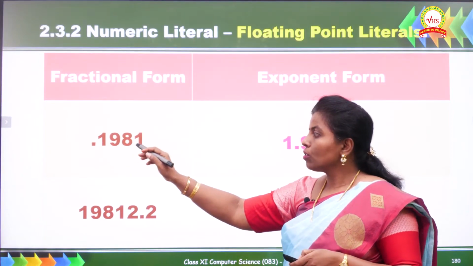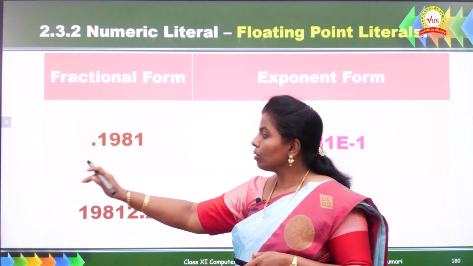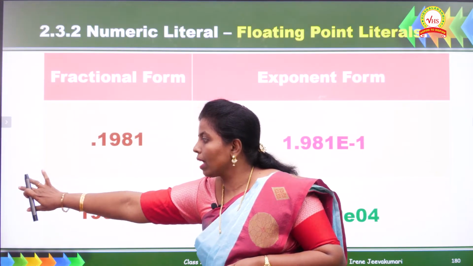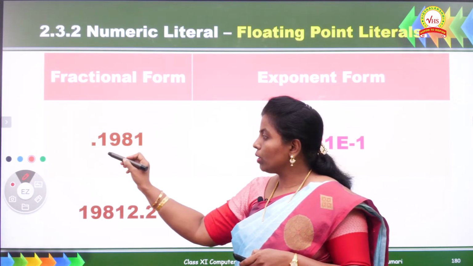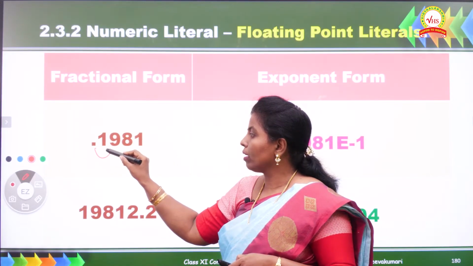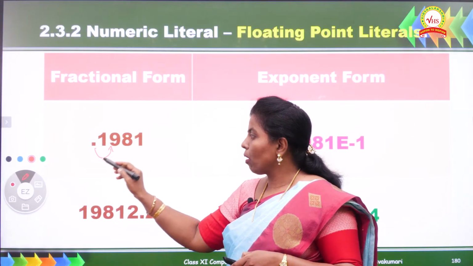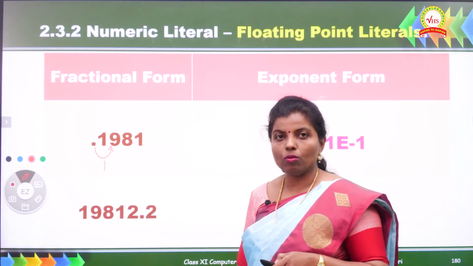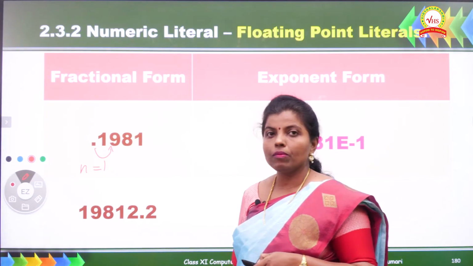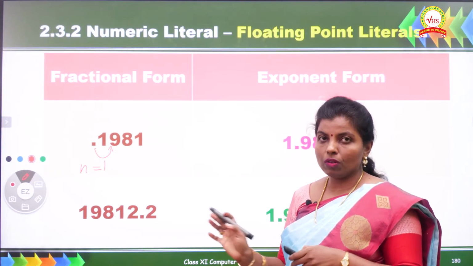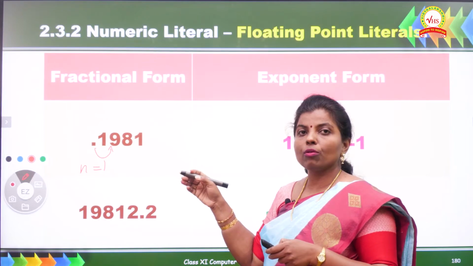What is here? 0.1981 is given here. Here also this number has to be converted into the exponent form. According to that, I have to move the decimal point after the first digit, and here I am moving the decimal point 1 digit only. So, the value of n is going to be 1. I have moved towards the right, so I am going to represent this in negative powers of 10.